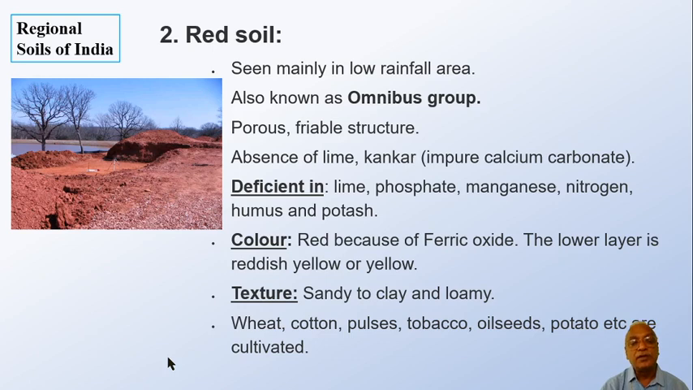The color red is because of ferric oxide. The lower layer is reddish yellow or yellow. The texture is sandy, clay, and loamy. Again, wheat, cotton, pulses, tobacco, oil seeds, potato, etc., are cultivated on these soils. Here there is a cut made, and you can see the red soil appearance.